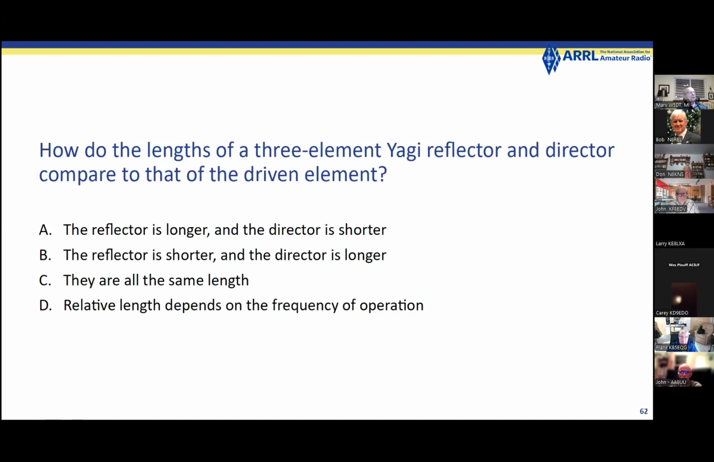How do the lengths of the 3-element Yagi reflector and director compare to that of the driven element? The reflector is longer and the director is shorter. The reflector is shorter and the director is longer. They are all the same length. Relative length depends on the frequency of operation. Well, you know it has to be A or B. A, or Adam. Alpha. A, the reflector is longer and the director is shorter.